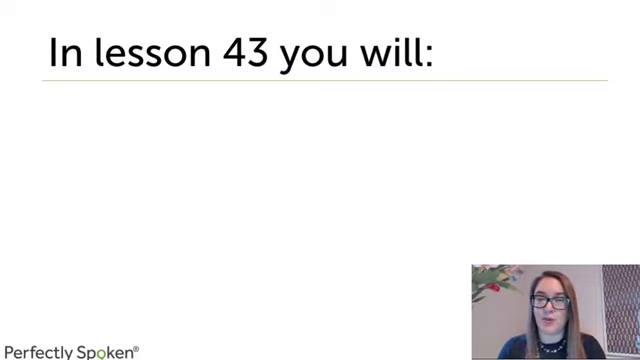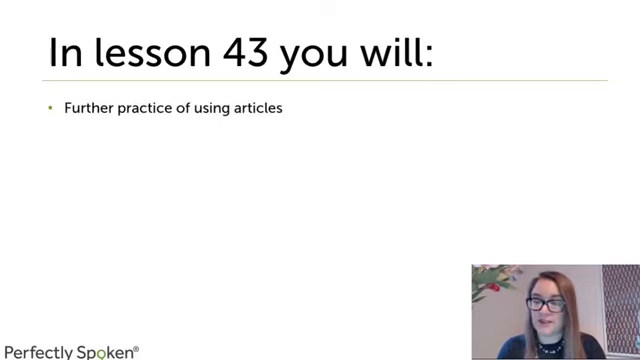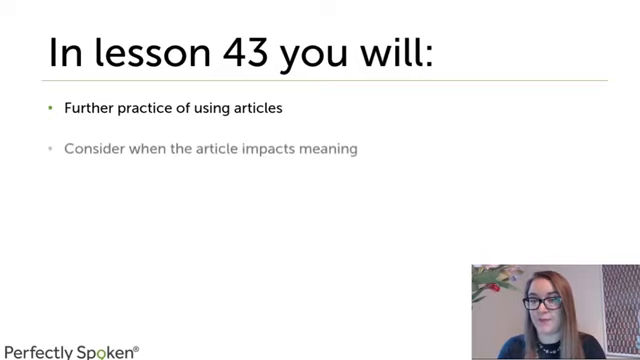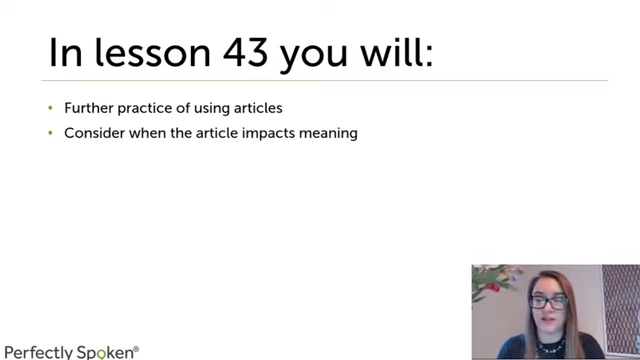So in lesson 43 you will have further practice of using articles and consider when the article can impact on the meaning. Now, in lesson 41, which was our first lesson on articles, we looked at the rules. We looked at specific examples when you must use a definite article, examples when you must use an indefinite article, and examples when you don't need an article at all, the zero article. What we're going to do in this lesson is take that one step further and compare some specific examples.